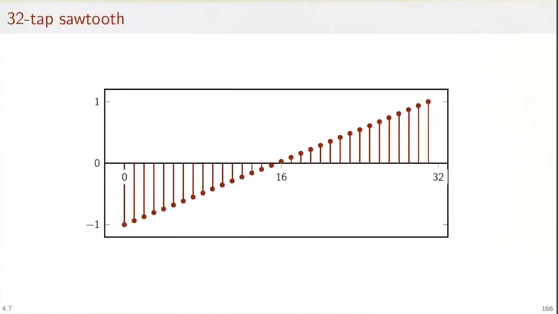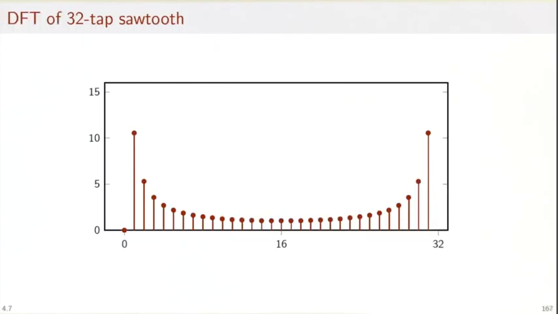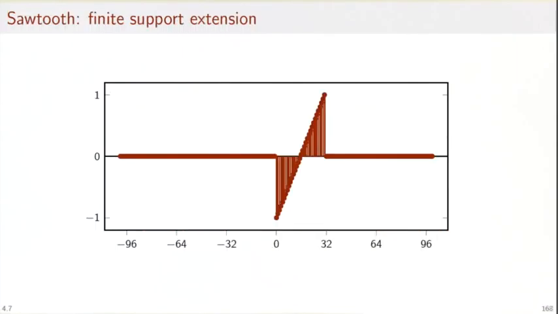Let us look at what happens if we take the 32-tap sawtooth sequence. We know the DFT, an old friend. It must be the third time that we see this DFT with a zero value at the origin, 0, and its characteristic decay and then going back up towards 31. The finite support extension is shown here for a support of, I guess, plus or minus 128. So we see the sawtooth in the middle and it's 0 elsewhere.